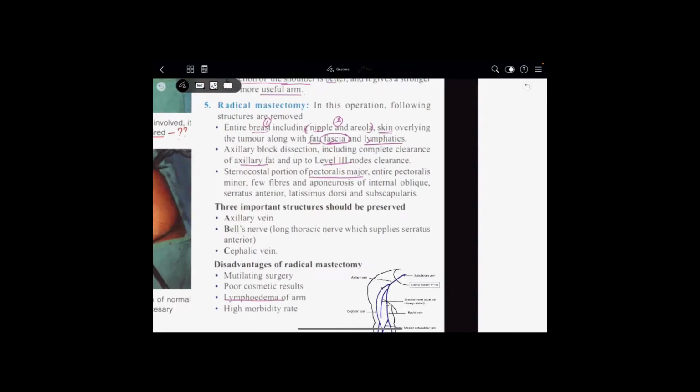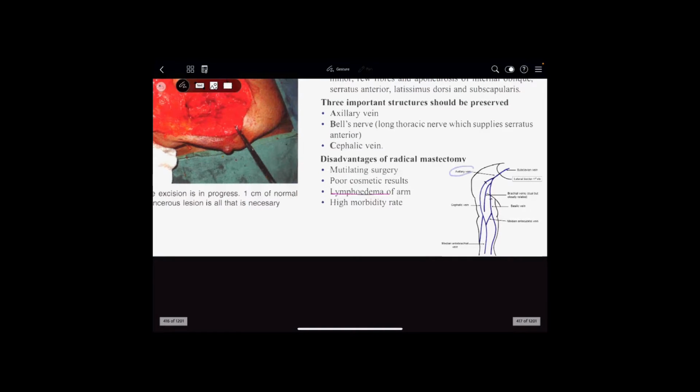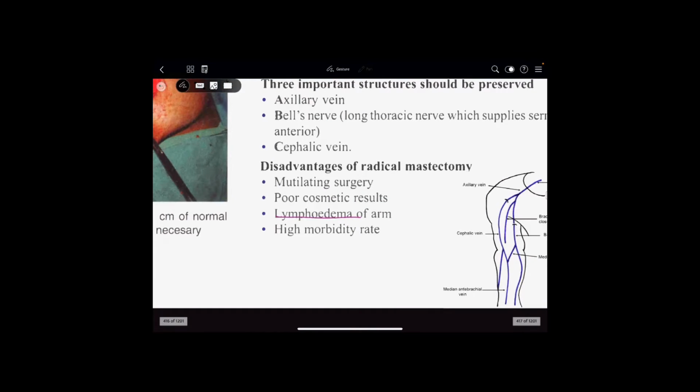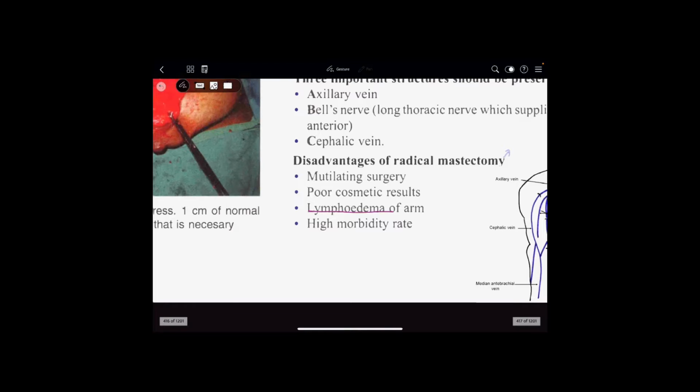And cephalic vein. Yeah, obviously. You'll save the axillary vein, you'll save the cephalic vein, and then you'll also save the long thoracic nerve, which I just showed. And what are the disadvantages? It's pretty depressing for a woman to have her breast removed. So it's a mutilating surgery. You're removing the entire breast and poor cosmetic results. And lymphedema of the arm.